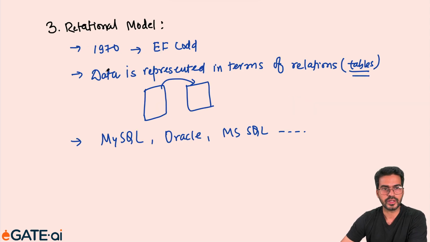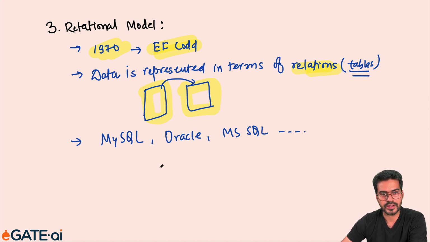The third one is the relational model, which is most important for us. This was proposed in 1970 by E. F. Codd, and the data is represented in terms of relations, so in terms of tables and relations between the tables. This is the representation of data in the relational model. Because it was widely adopted, you can find many examples: MySQL, MariaDB, Oracle, MS SQL. These all follow the relational approach or relational data model.